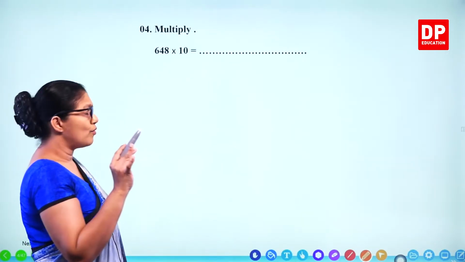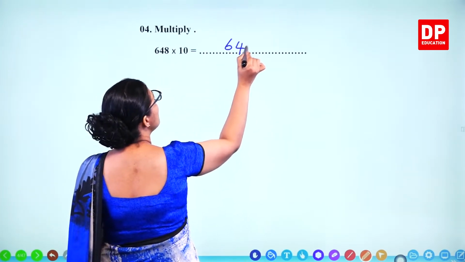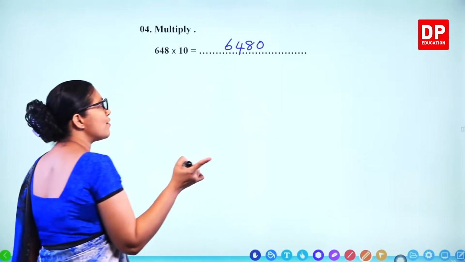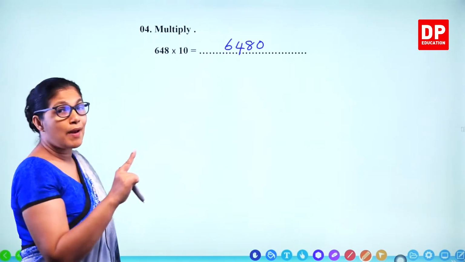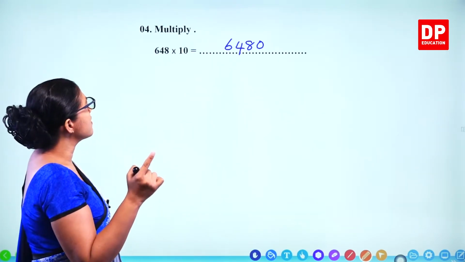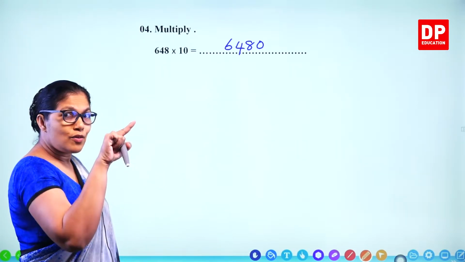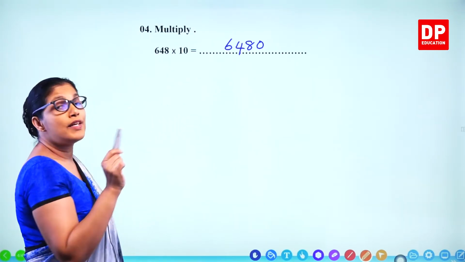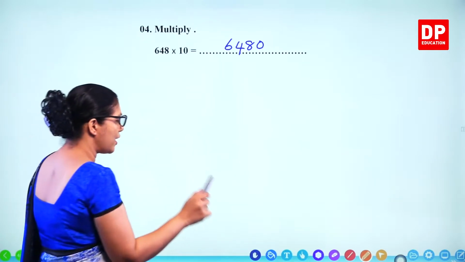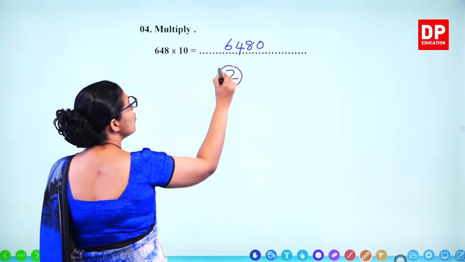Question number 4, multiply. Multiply by 10. You don't have to multiply. What happens? You put a 0. When you multiply by 100, you put 2 zeros. 1,000, you put 3 zeros. Likewise, when you are multiplying by 10, put a 0. 6,480. When you are dividing by 10, you consider the decimal place. So move the decimal point to the left 1 place. So here it is multiplication. So that's the answer. You get 2 marks for that.